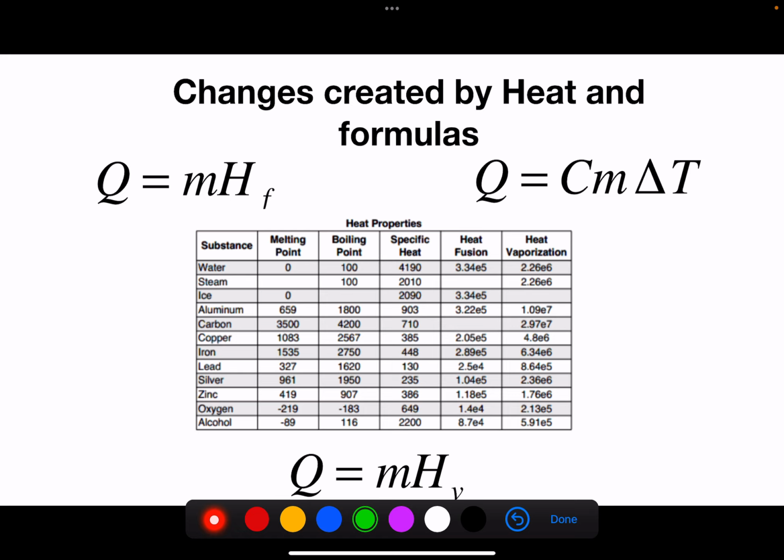All right, so here are our different formulas one more time. And you should remember this column is the specific heat, this is the heat of fusion, and this is your heat of vaporization.